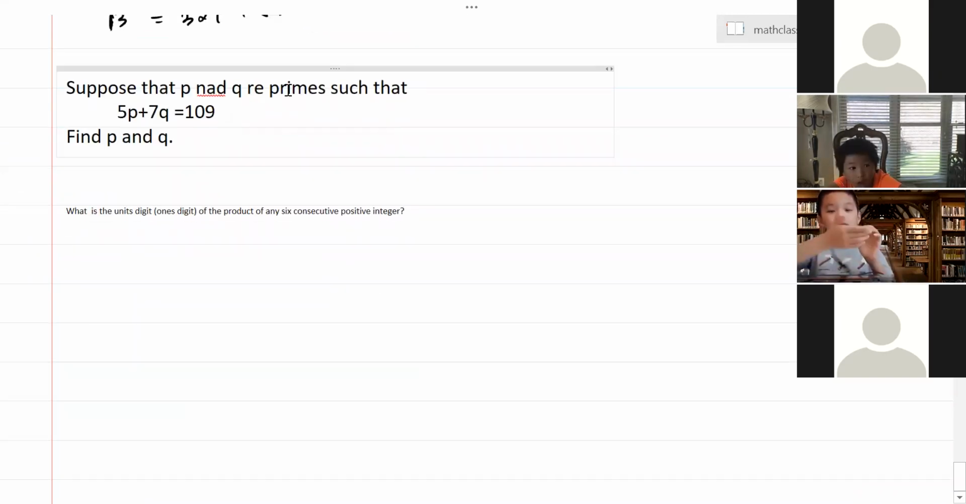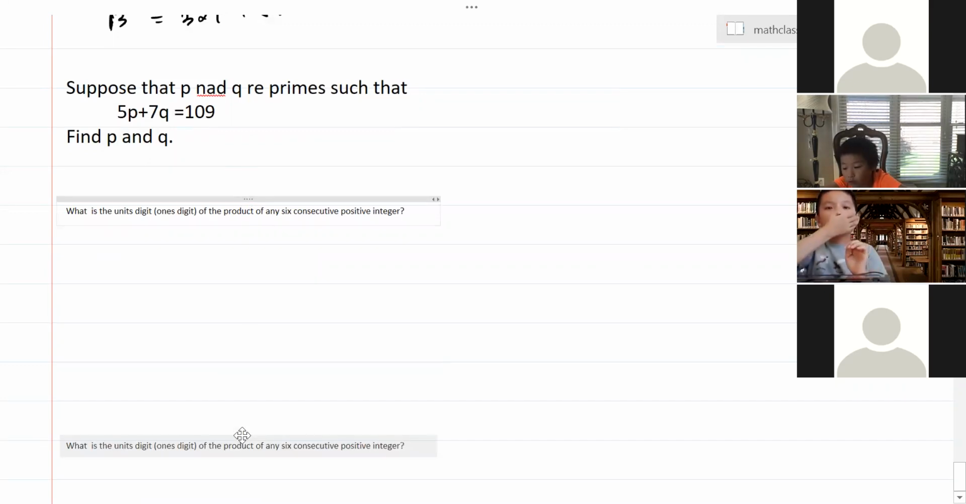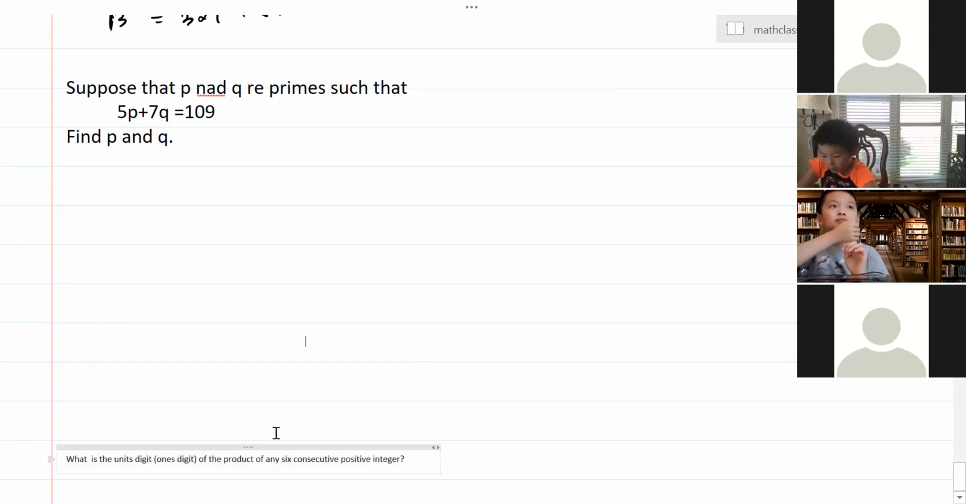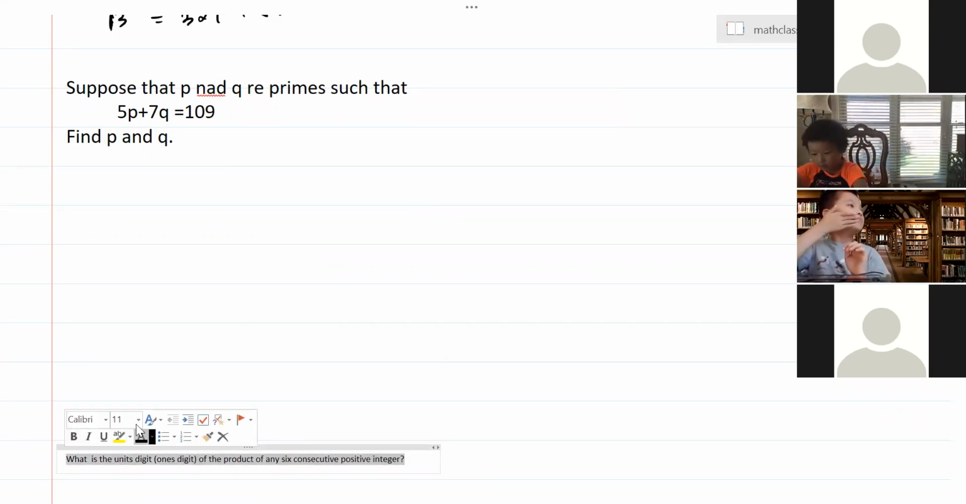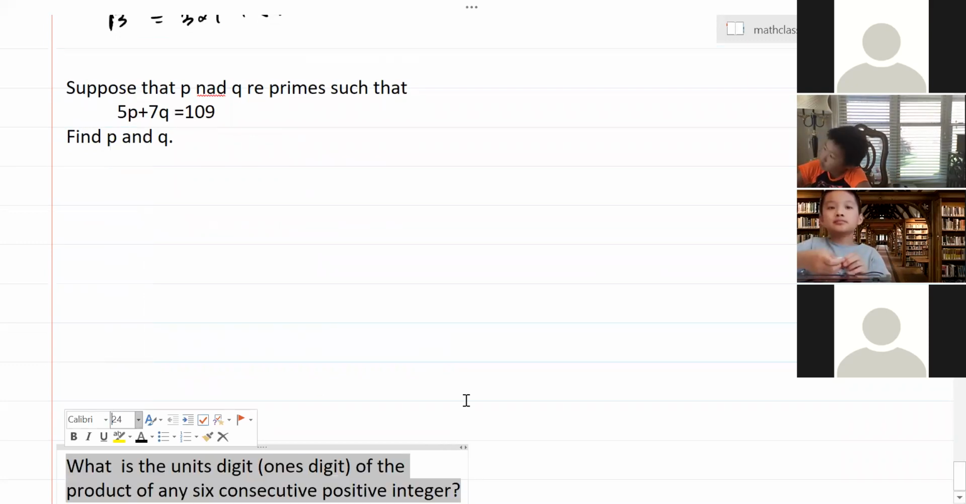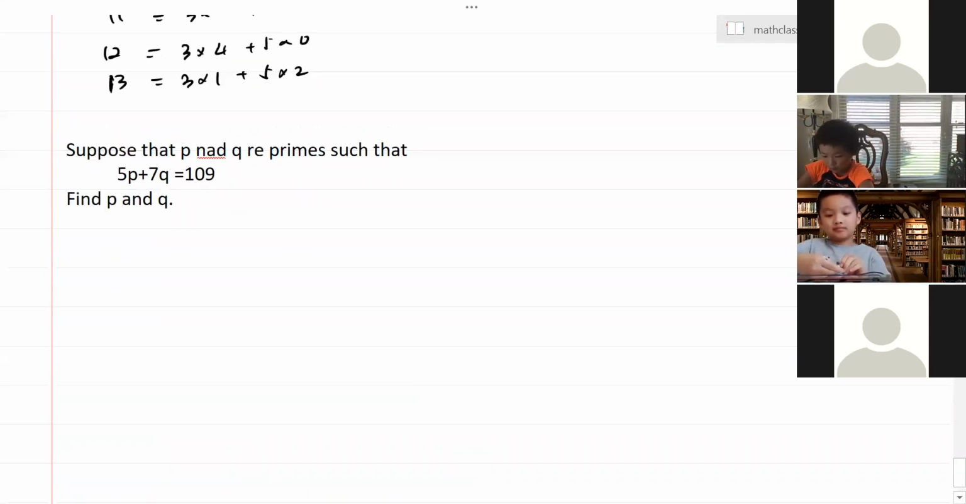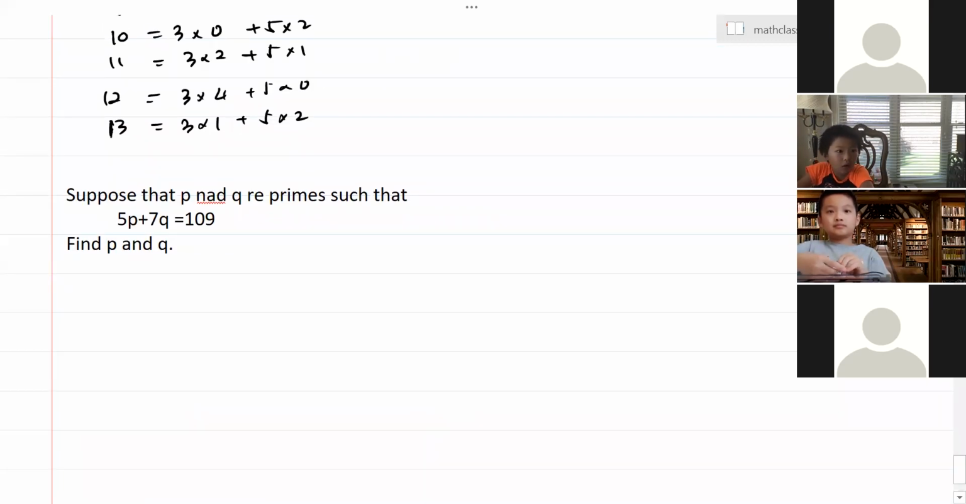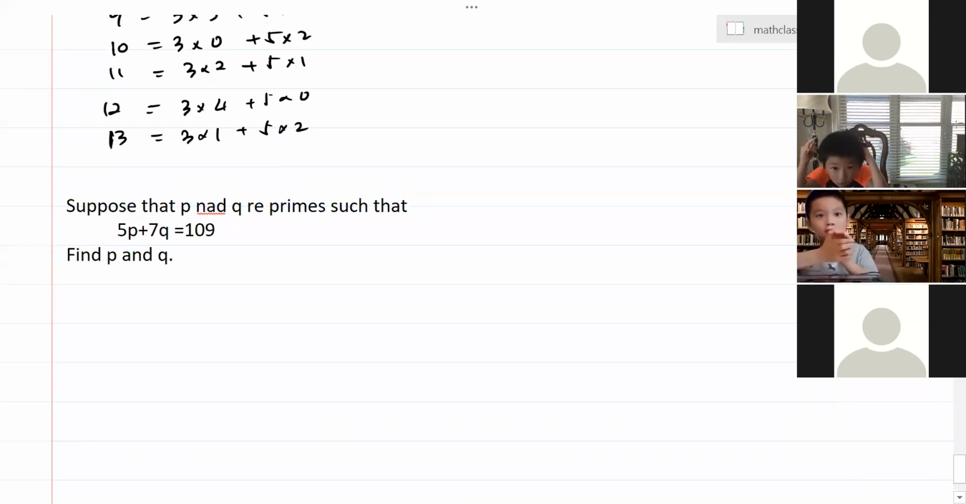Look at this problem first. Of course, 5 and 7 are also prime numbers, but we assume p and q are prime numbers. And we are trying to find p and q. So first of all, the prime numbers, and add them together. Okay, look at this, right?